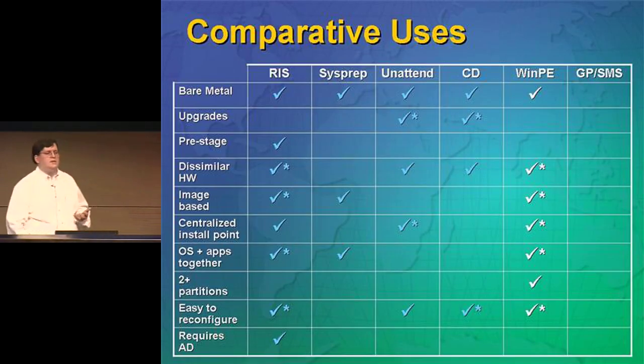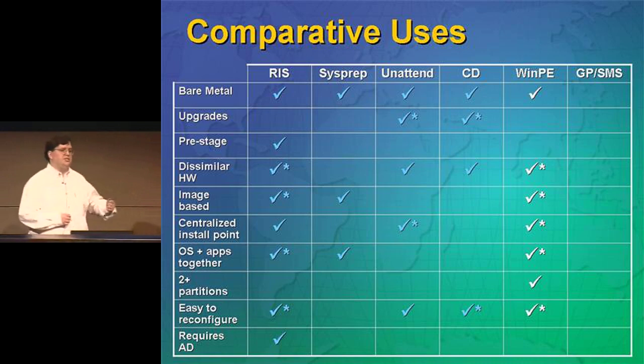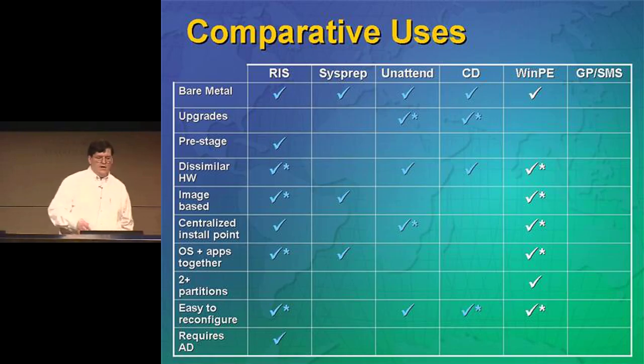So WinPE, again, is a great bare metal tool. You get a new machine from an OEM or you want to wipe a machine, and it lets you do what you need to do to get that machine ready. Dissimilar hardware, again, it's flexible. If you want to do image-based, you're not flexible. If you want to do unattend-based, like I just did here, then you're as flexible as your unattend is. And then the same applies for image-based.